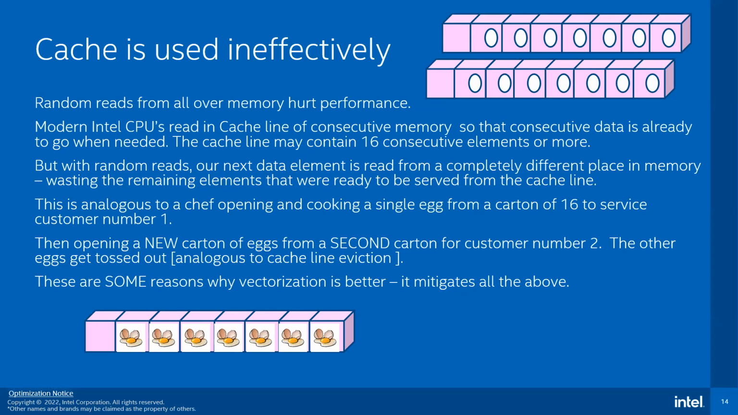Think of it as a carton of eggs. Think of it as a carton of eggs that holds, let's say, 16 eggs in a 512-bit vector register machine, an AVX-512 Xeon machine. You can compute 16 floats simultaneously, and it would bring in a cache line of, let's say, 16. So that's a carton of 16 eggs.